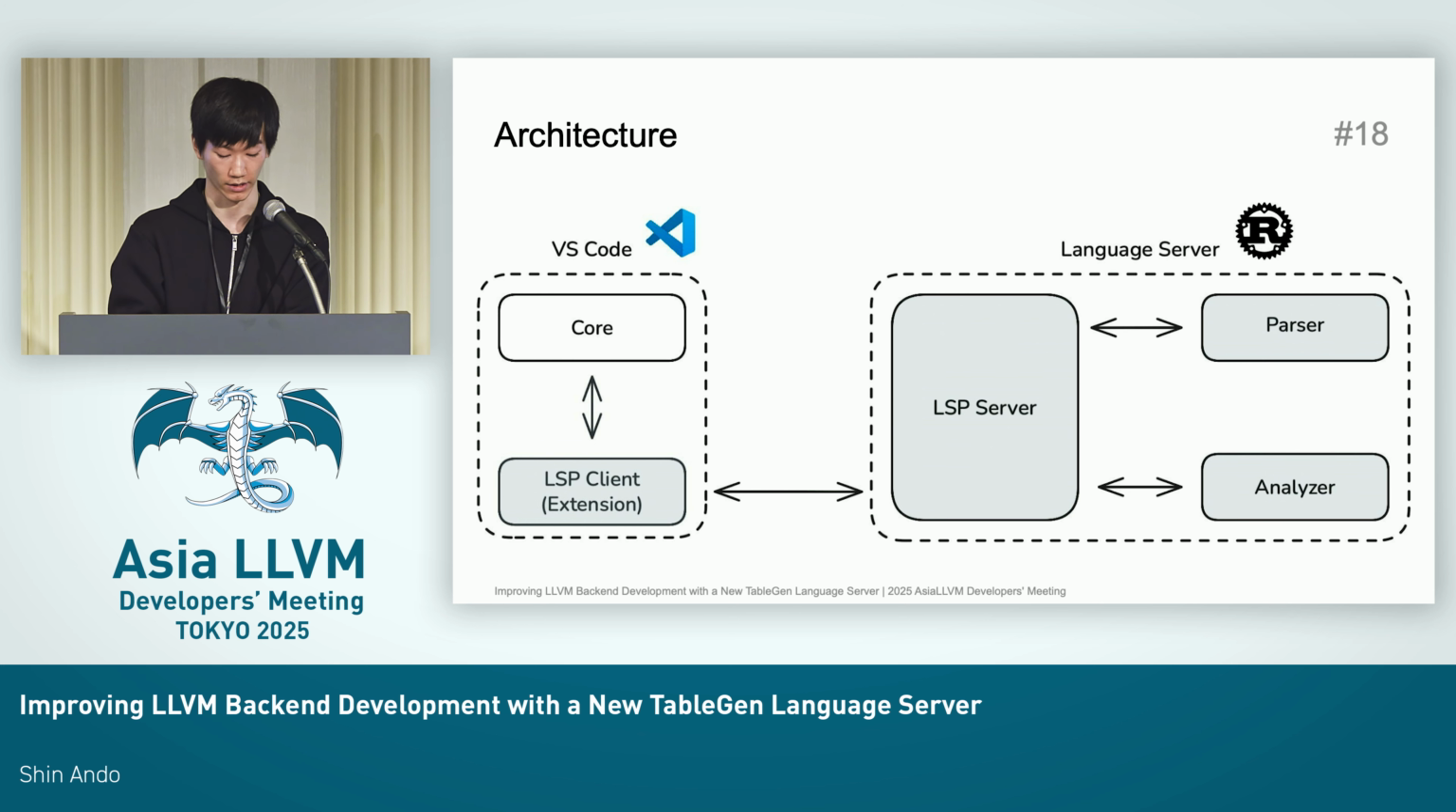Let me describe the architecture of TableGen LSP. The language server is implemented in Rust. It consists of three modules: the LSP server, parser, and analyzer. Currently, with no dependencies on LLVM, we have also implemented a VS Code extension that enables users to use the language server's functionality.